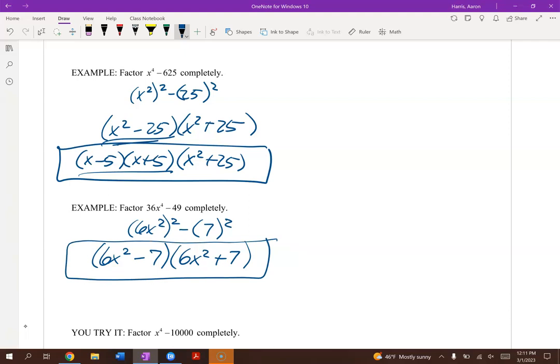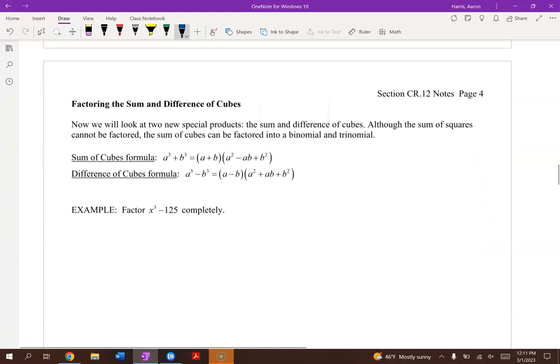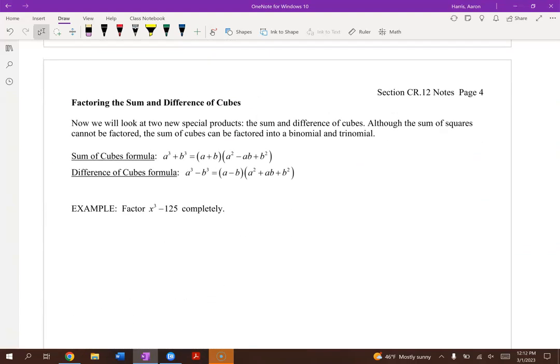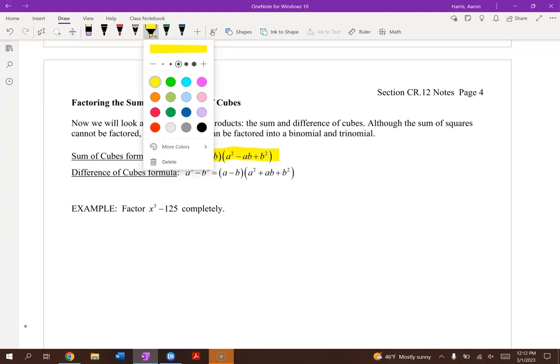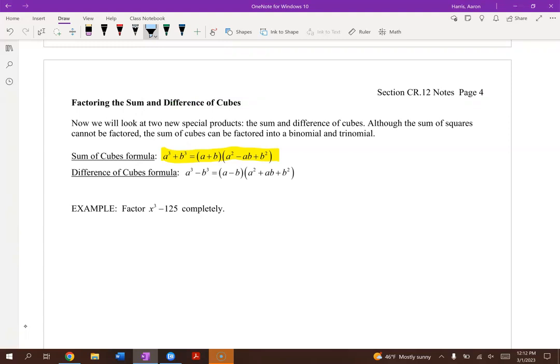Alright, let's do a different type here. Make sure we finish up with the sum and difference of cubes. So here's the sum of cubes. So a cubed plus b cubed factors into a plus b, a squared minus ab plus b squared. And here's another pattern. It's called difference of cubes. So difference of cubes, that'll factor into that one. Okay, so for this first one, is it sum of cubes or difference of cubes?